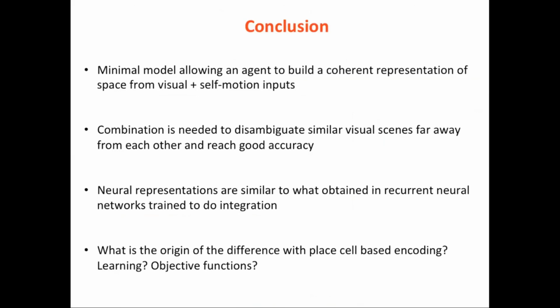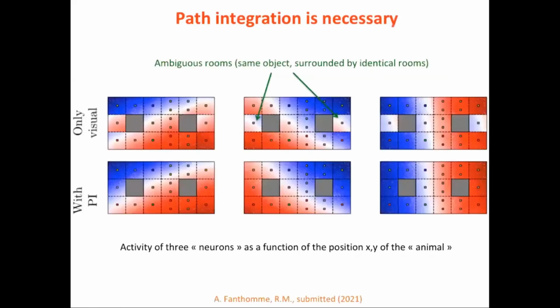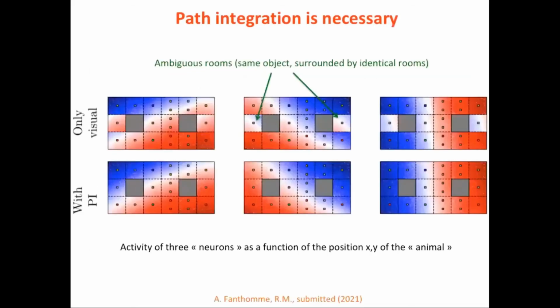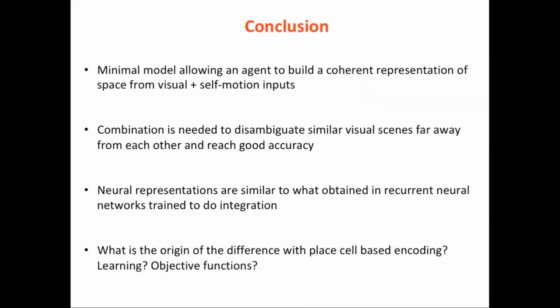And we see that the neural representations which were obtained, as you see here, are very similar to what you would expect from a recurrent network doing pure neural integration. One important aspect is that the kind of representation we get here is very different from what we would expect from place cells. We get a continuous representation. We don't get a set of locations where the cell is very active and not active anywhere else. So this is quite an interesting result. It means that a completely different kind of representation from what is observed in experiment is possible in artificial networks.